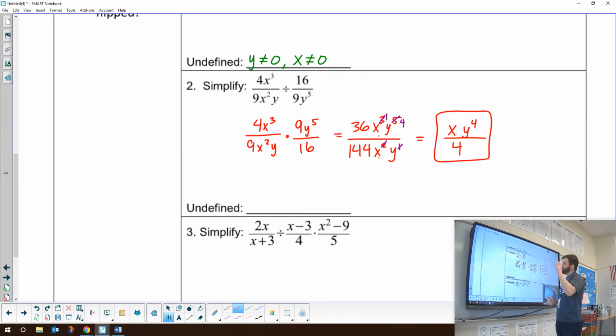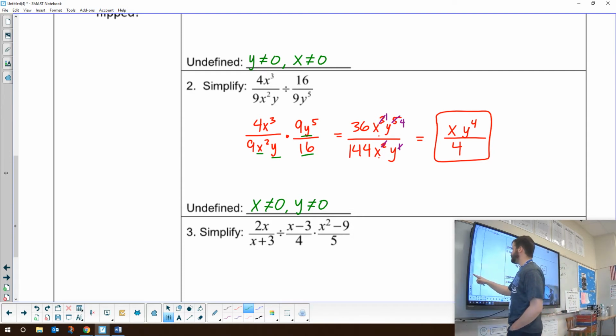All right. Now for our undefineds. Remember, we look at what is on bottom and what used to be on bottom. So this x right here is on bottom, so x can't equal 0. This y is on bottom, so y can't equal 0. This 16, no effect, but this y up here would have effect, but I already have y can't equal 0, so I don't have to write it twice. Okay? So remember, we look everywhere that is in the denominator and what used to be in the denominator.